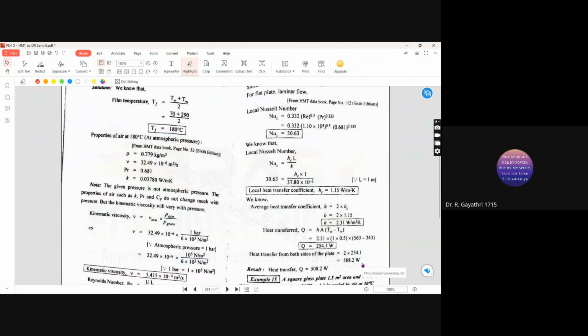We can convert T infinity and TW to Kelvin also, but for this difference of temperature, Kelvin or degree centigrade does not affect the difference value, so we can use T infinity and TW in degree centigrade. The Q value is 254.1 watts. I told you for a flat plate, two surfaces may be exposed to airflow. So we multiply the Q value by 2 in order to find the heat loss from both sides of the plate.